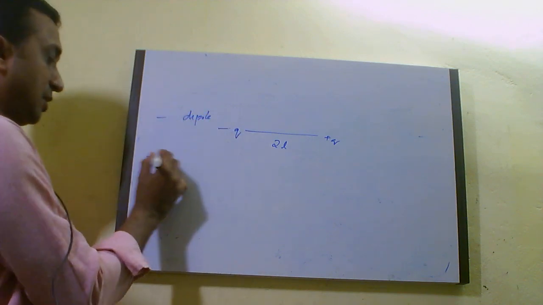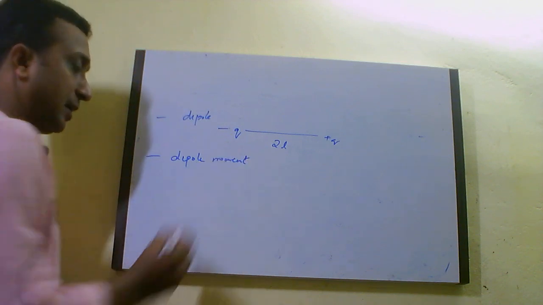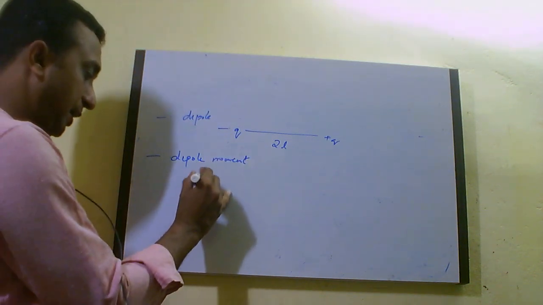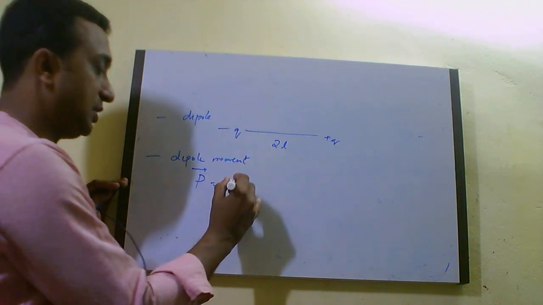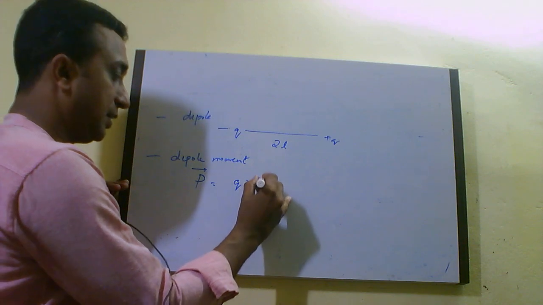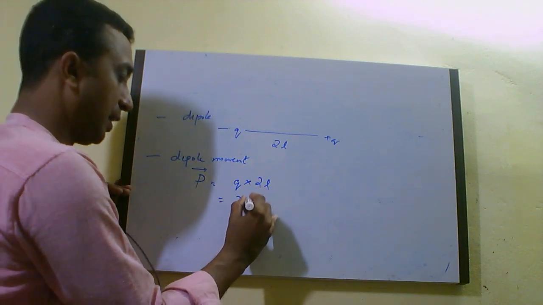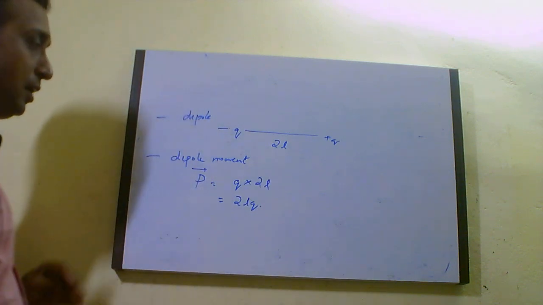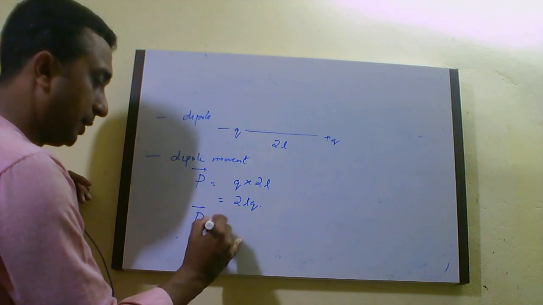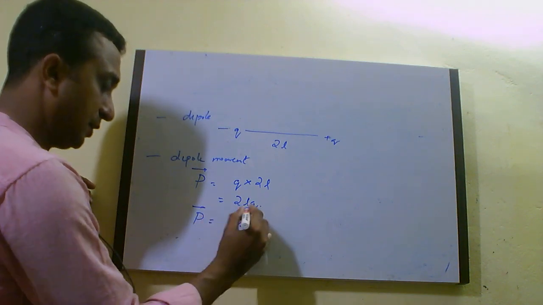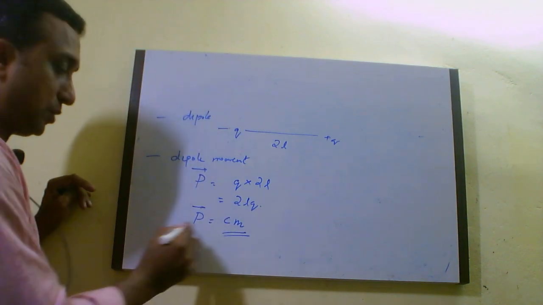Strength of the dipole is given by a term called the dipole moment. And dipole moment is denoted by the letter P, which is also a vector quantity. And dipole moment is equal to any of the charge multiplied by the distance, or you can write it as 2 into L into Q. Now, what is the unit of this dipole moment? So length is meter, charge is coulomb, so you can write the coulomb meter as a unit of dipole moment.